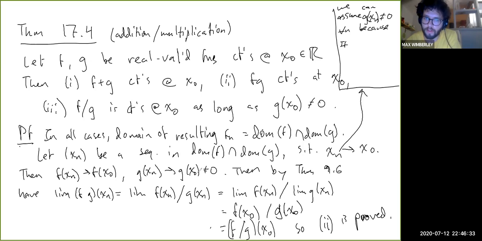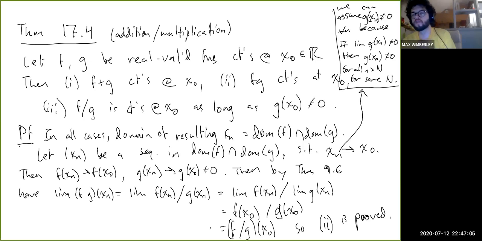if g of x naught is not equal to 0 and g of xn converges to g of x naught, then there has to come a point where, if the limit of g of xn is not equal to 0, if we're assuming g of x naught is not equal to 0, that's the limit, then g of xn is not equal to 0 for all n greater than some N.